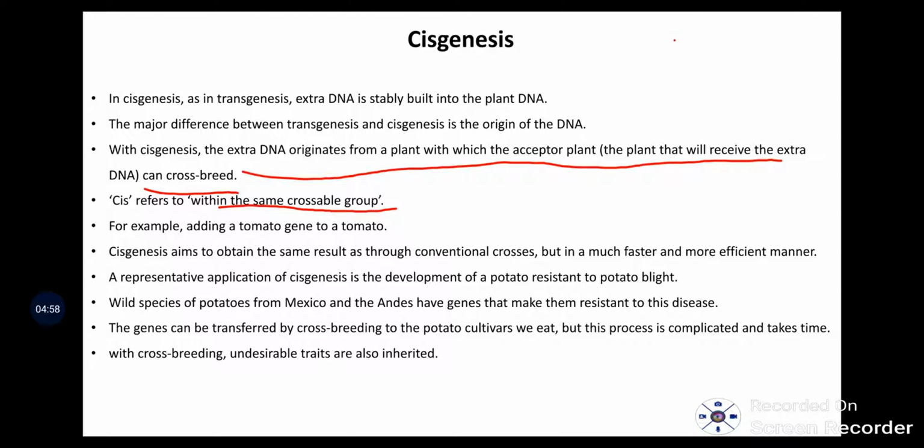Here the extra DNA originates from a plant with which the acceptor plant, the plant that will receive the extra DNA, can crossbreed. That means the plants which are crossable can be placed under gene pool 1 or 2. Cis refers to within the same crossable group. Example, adding tomato genes into tomato. Cisgenesis aims to obtain the same result as conventional crosses, but in a much faster and more efficient manner.